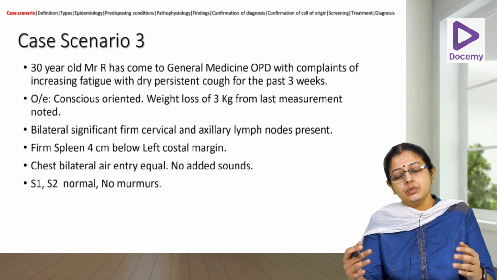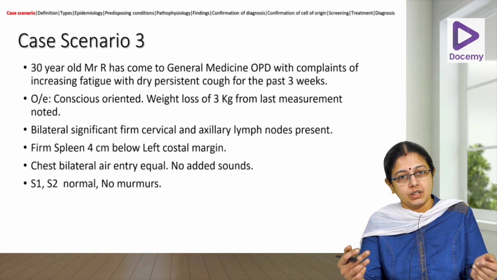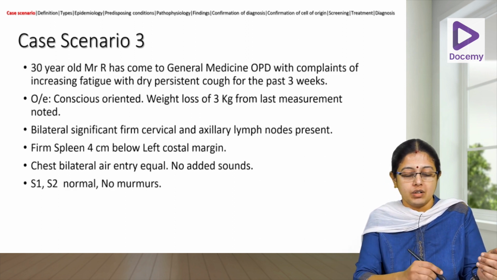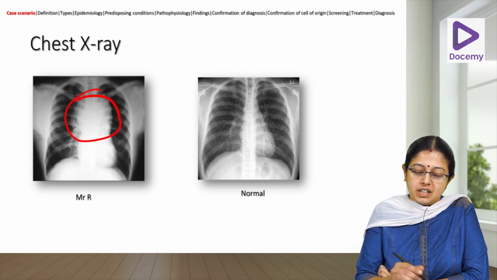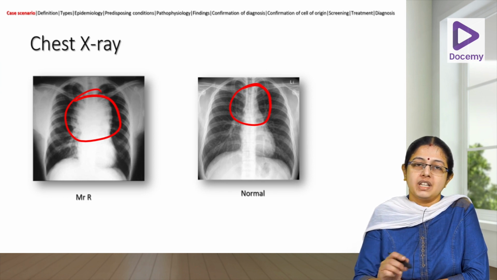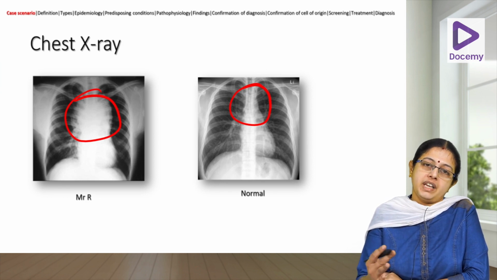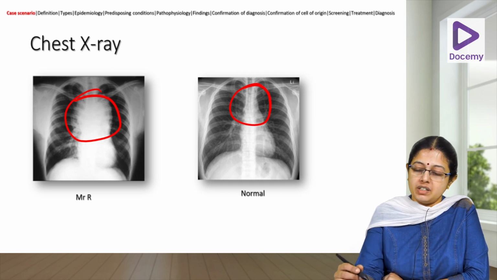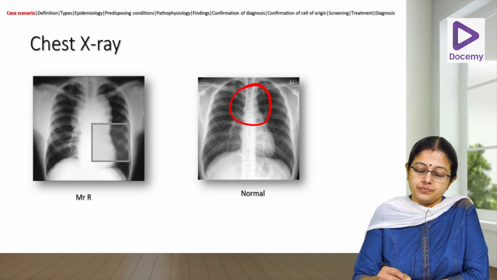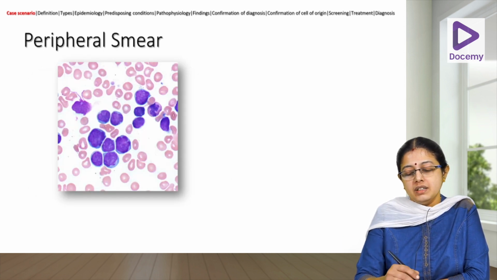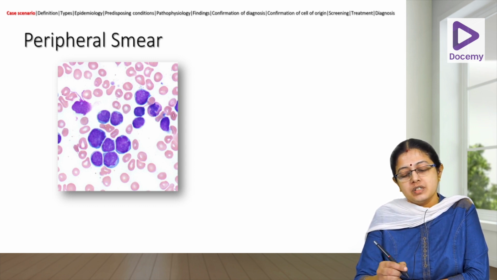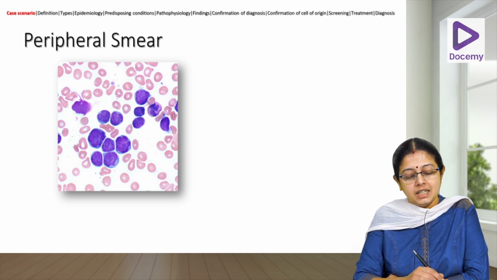Now the third case scenario, now you had a patient who was coming with cough, a 30-year-old man who had dry persistent cough, and in his X-ray we had seen the mediastinal enlargement. When you look at the normal person's X-ray, there is no such mass. I just kept an X-ray for comparison so that you will be able to appreciate the difference. So this particular patient had a blast. The blast in the peripheral smear was suggestive of T cell.